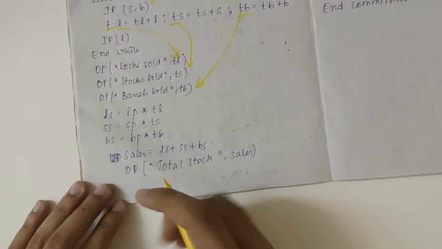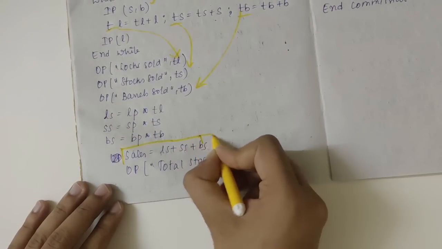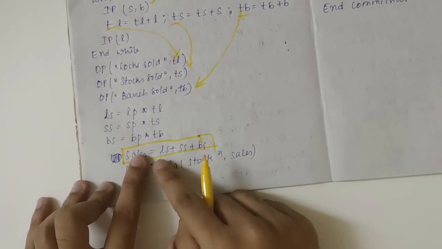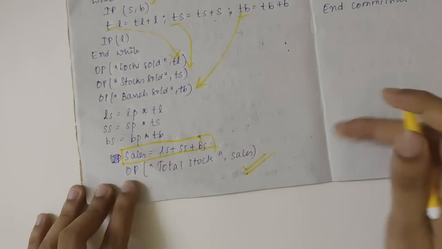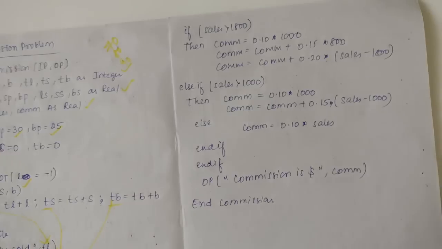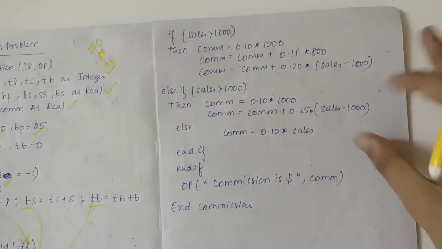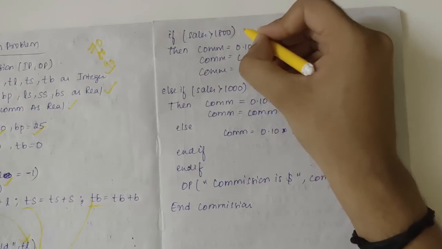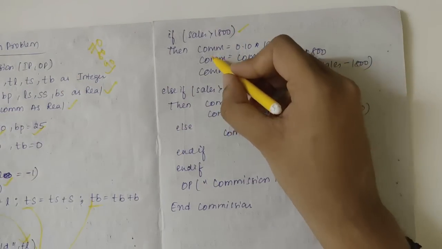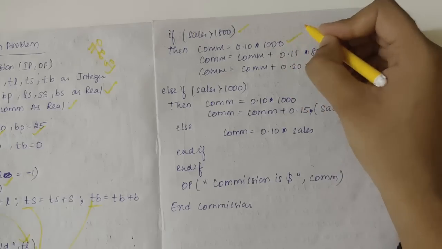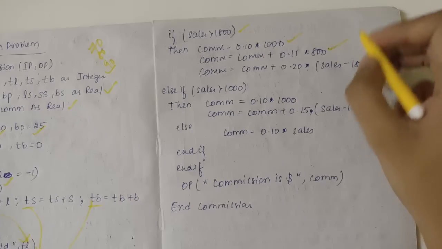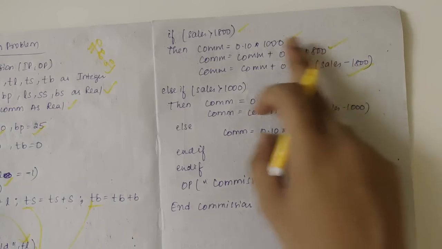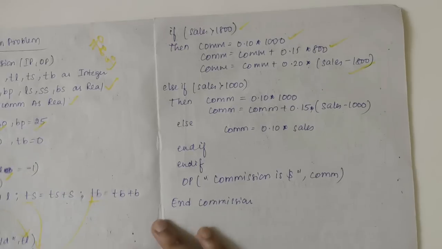After finding lock, stock and barrel sales, I add them all up. That is, I write sales is equal to lock sales plus stock sales plus barrel sales, and print the sales as output. After this, we come to the main part, the commission part. If the sales is beyond 1,800, then I take commission as 0.10 times 1,000, that is 10% initially. Along with that, I take 15% and then 20%. But the 1,800 should be deducted.